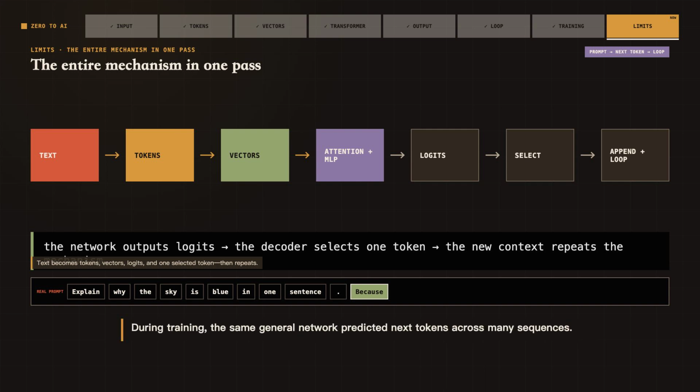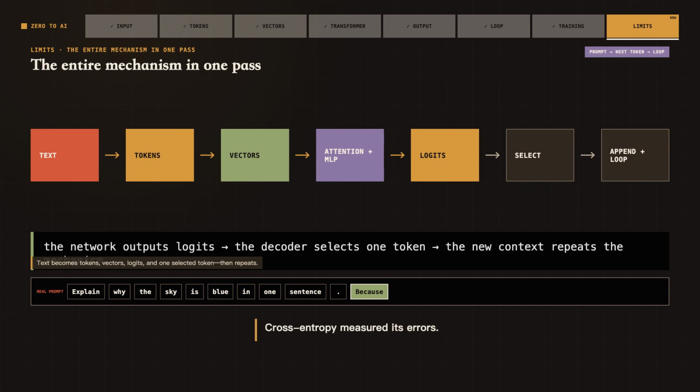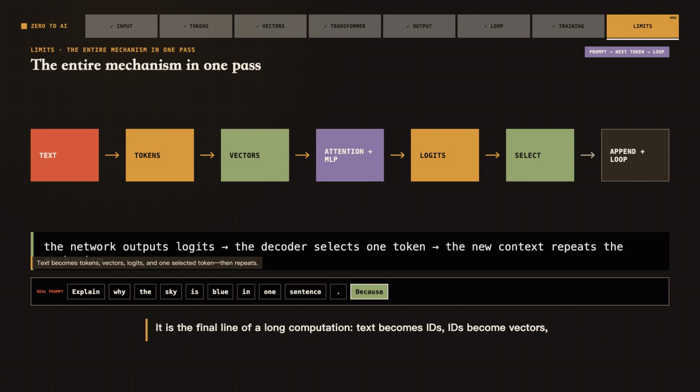During training, the same general network predicted next tokens across many sequences. Cross-entropy measured its errors. Backpropagation computed gradients. An optimizer adjusted the matrices. Post-training then shaped the base predictor into a more useful assistant. That is what sits between pressing send and seeing the first token. The short phrase, "predicts the next token," is not wrong. It is the final line of a long computation.